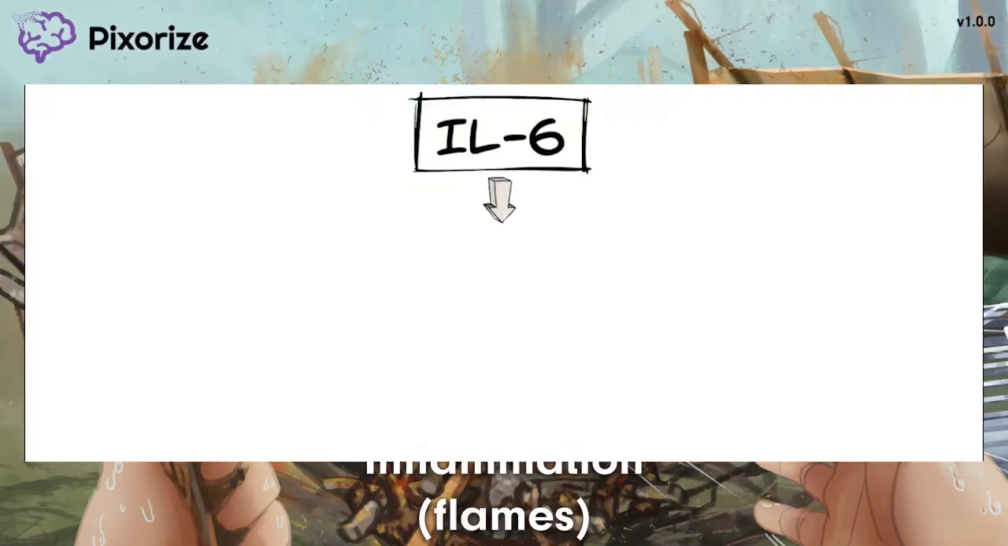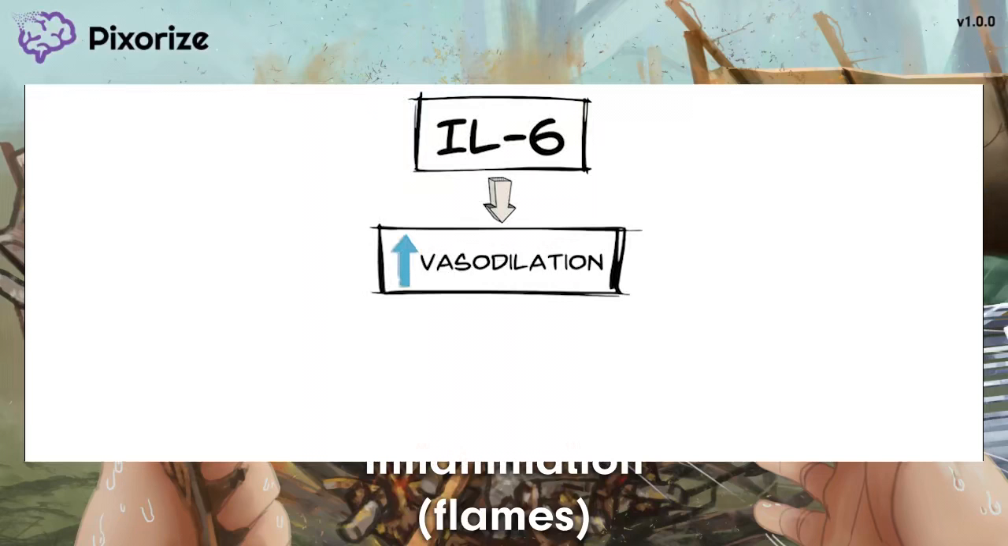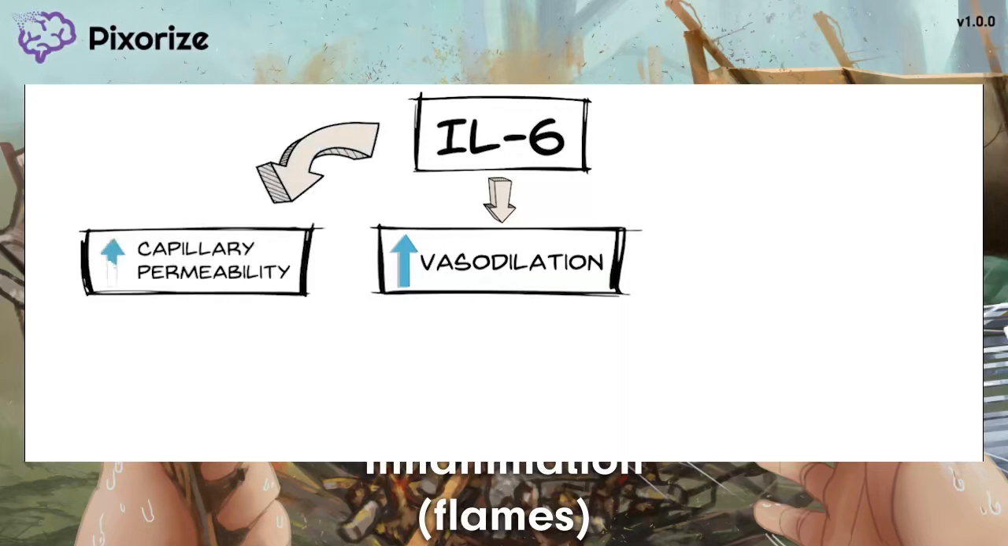First, IL-6 causes vasodilation, increasing blood flow to affected tissues. This leads to the redness and warmth in inflammation. IL-6 also increases capillary permeability, which allows water, signaling molecules, and white blood cells to move from the blood vessels into affected tissues. These can contribute to the pain and swelling seen in inflammation.